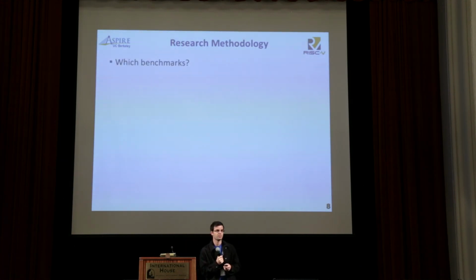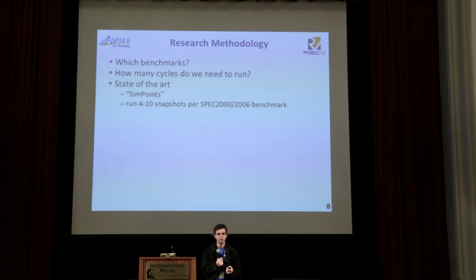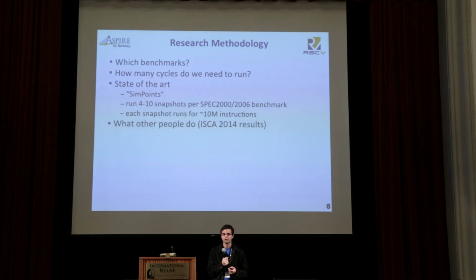Now, of course, we want to use something much more elaborate than CoreMark, but which benchmarks do we want to use, and how many cycles do we want to run? So I was looking at what the state of the art is, and the state of the art is to use SimPoint, a tool that tells you which are the most interesting points of an application to run. People tend to run about 4 to 10 of these snapshots on SPEC 2000 and 2006, and they run each for about 10 to maybe 100 million cycles. So I looked at ISCA 2014, the International Symposium on Computer Architecture, and I saw that they're running about 50 million instructions per workload. That's 200 billion instructions per paper, if you count that up.